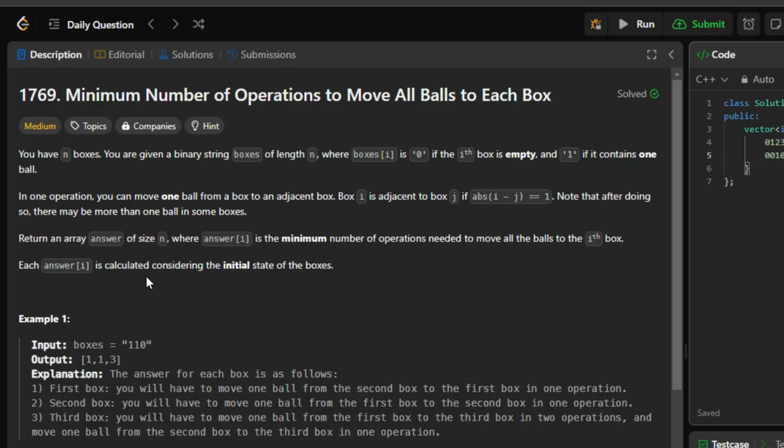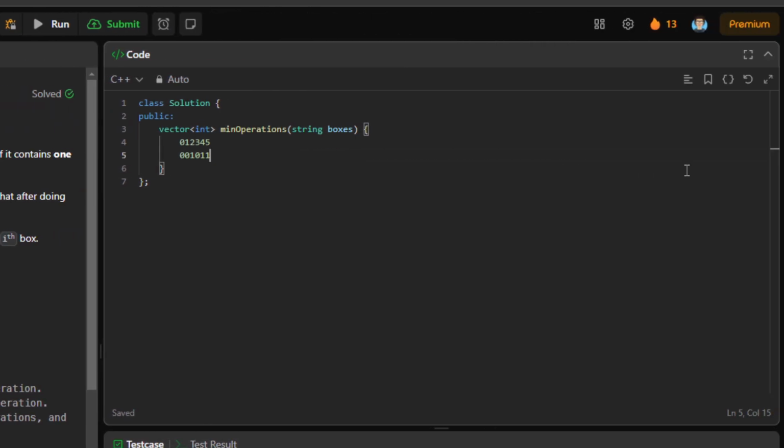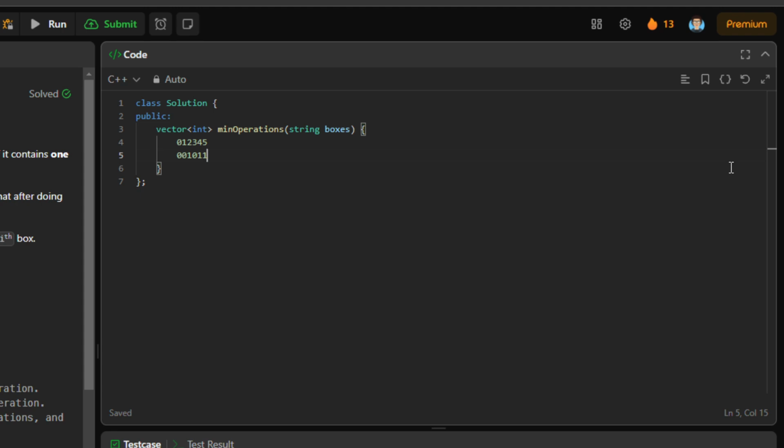Today we are going to solve this LeetCode daily challenge. Today is January 6, 2025 and we have a medium level problem. The problem is about calculating the minimum number of operations to move all balls to each box. I hope you have all already read the problem statement, and I'm just going to explain what the problem is about.